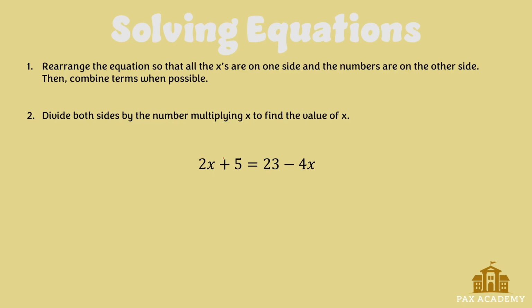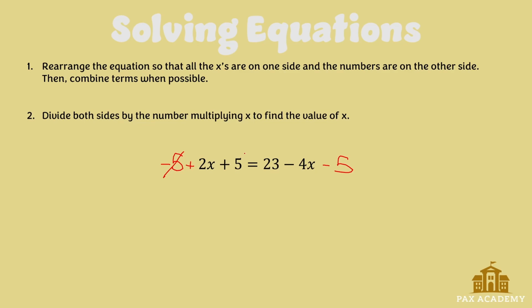So how do we get rid of the plus 5 on the left side? In order to get rid of plus 5 and get 0, we need a minus 5. So we do minus 5 on each side: minus 5 plus 2x plus 5, and 23 minus 4x minus 5. And then we solve.